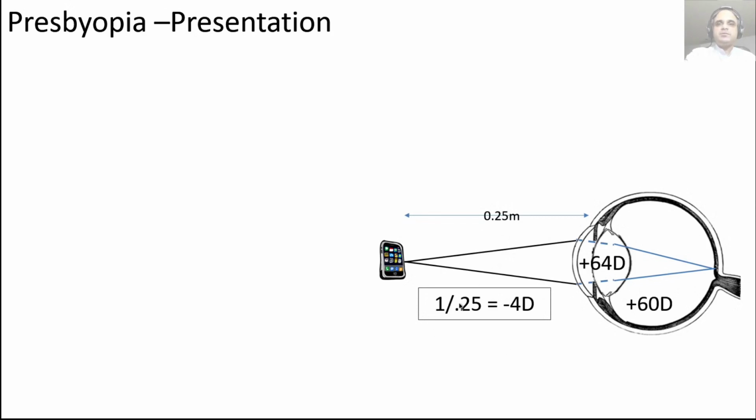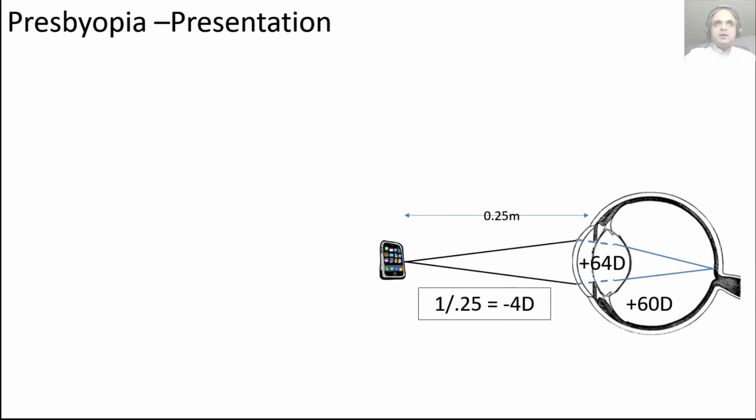We have seen this picture before. You have a cell phone, which is 0.25 meters away from you. The light rays reaching your eye would have a power of -4. The lens in the eye would simply accommodate, raising the power of the eye to 64, which would neutralize the power of these incoming light rays, so that the emergent light rays have 60 diopters and can focus on the retina.